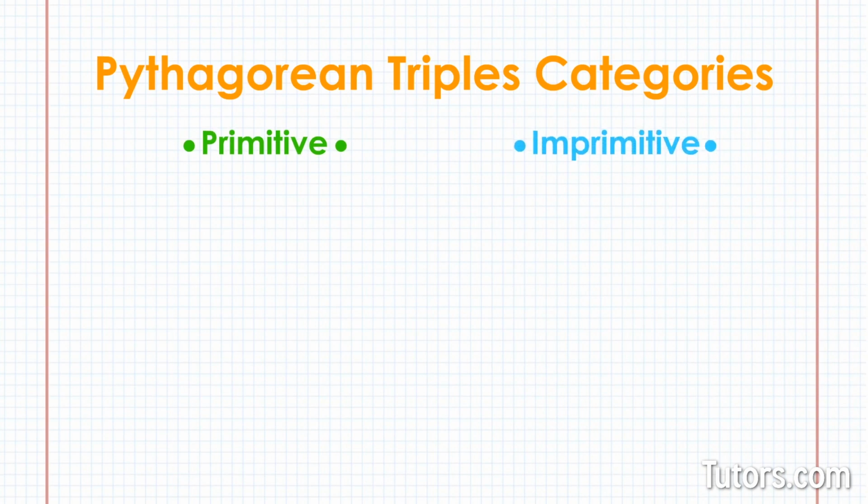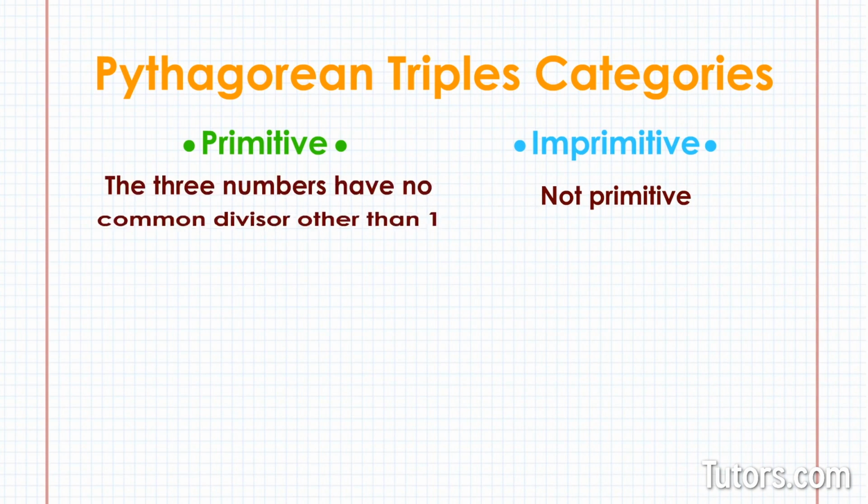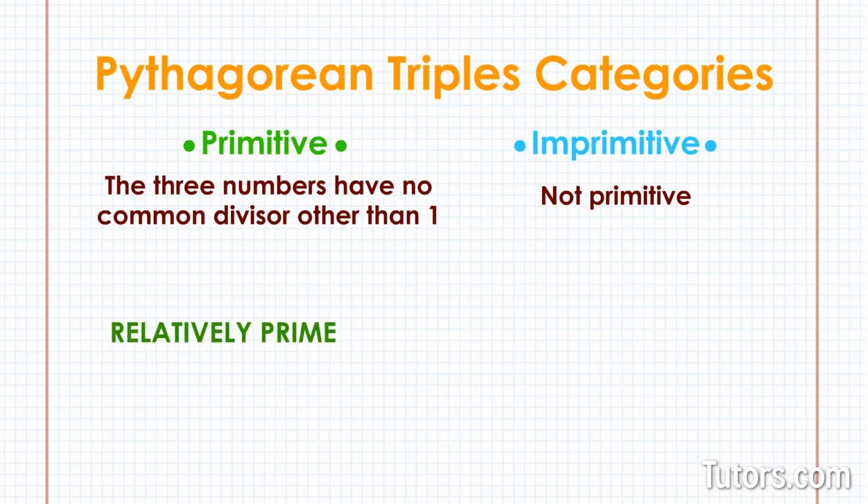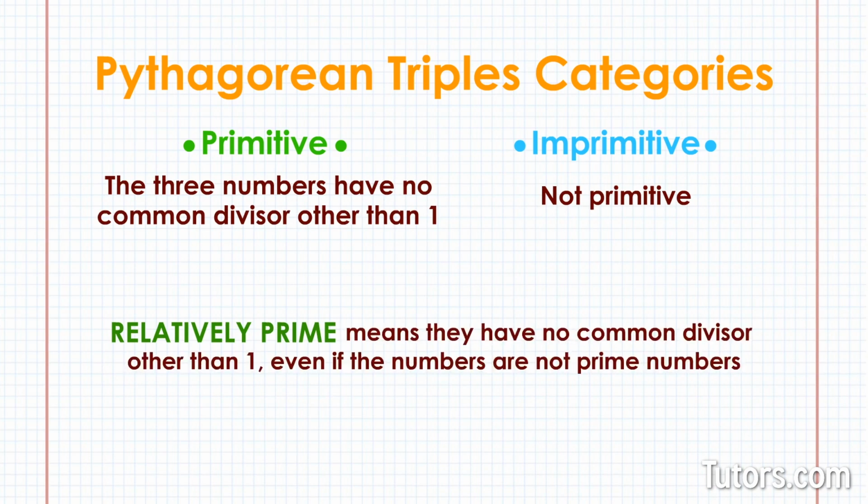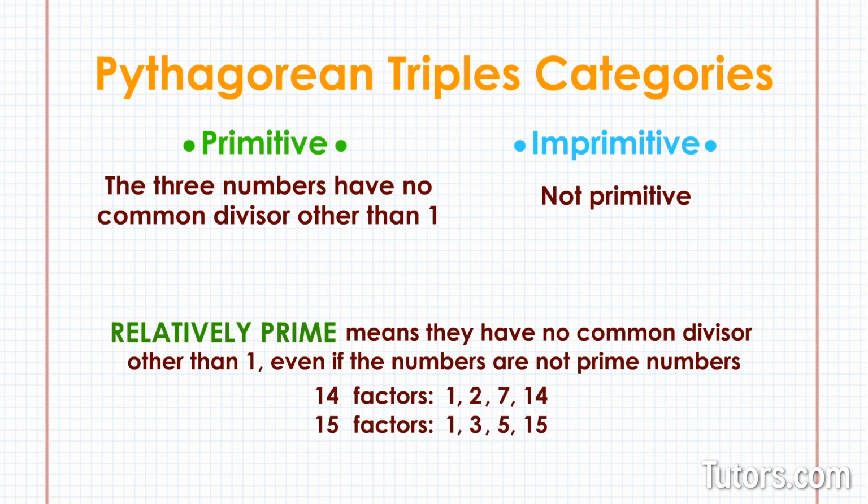You can categorize a Pythagorean triple as either primitive or imprimitive, which means not primitive. A set of numbers is considered to be a primitive Pythagorean triple if the three numbers have no common divisor other than 1. The Pythagorean triples are relatively prime. Relatively prime means they have no common divisor other than 1, even if the numbers are not prime numbers, like 14 and 15. The number 14 has factors 1, 2, 7, and 14. The number 15 has factors 1, 3, 5, and 15. Their only common factor is 1.